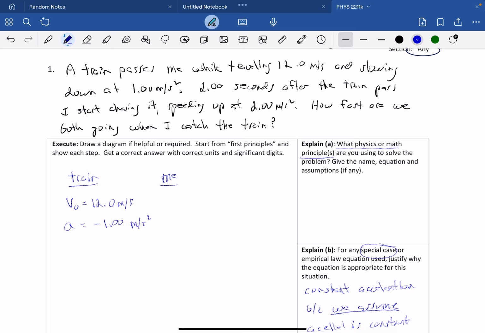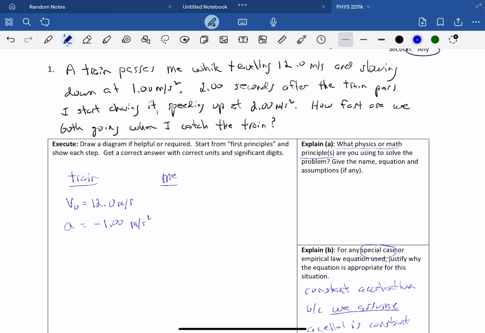Now, how do I know the acceleration is negative? I know the acceleration is negative because the train is moving forward and slowing down. So if forward is the positive direction and you're slowing down, that means the acceleration needs to have the opposite sign of the initial velocity. So negative in this case. And that's all we know about the train.